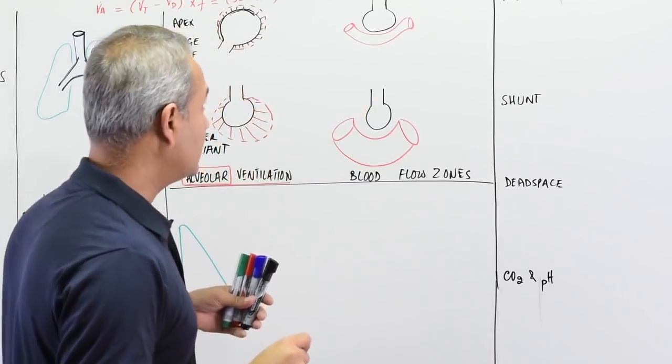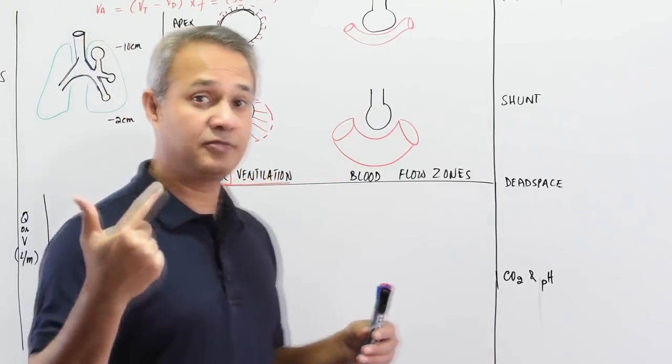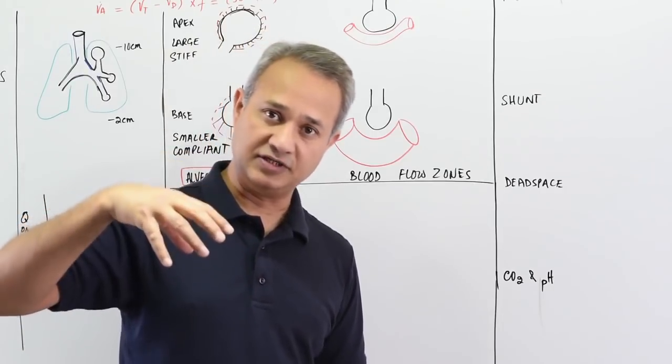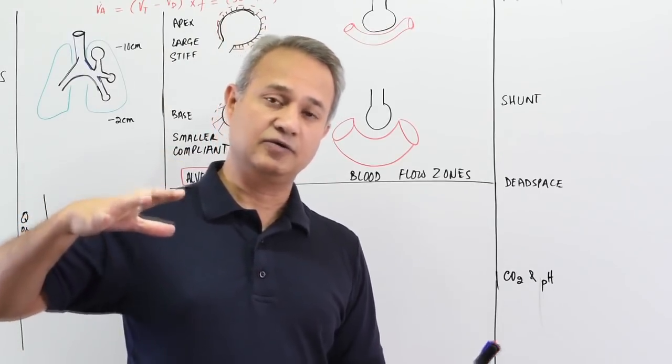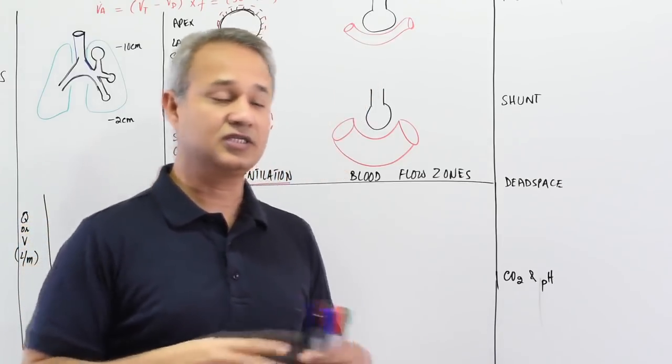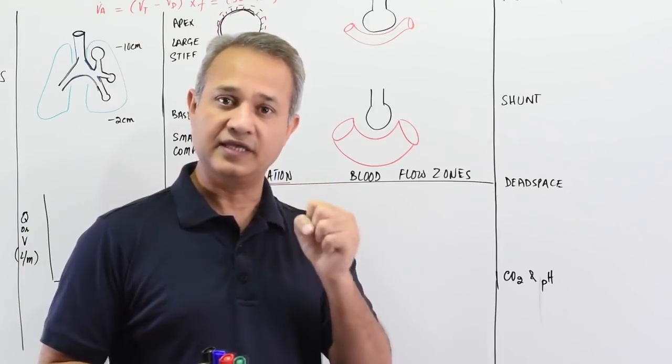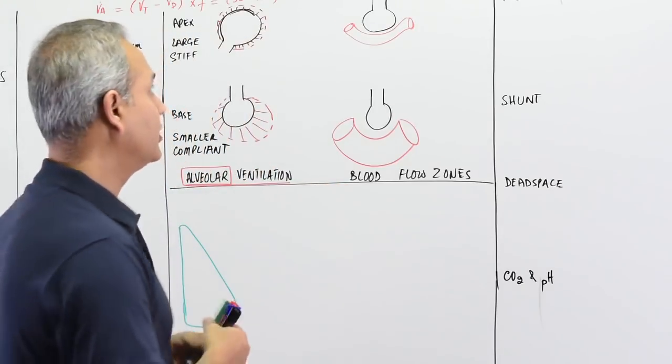Now, this can also happen with positive pressure ventilation. So when we are doing PP ventilation, if by mistake we increase the pressure too much, then we can end up with zone 1 areas of the blood flow, meaning zero blood flow.